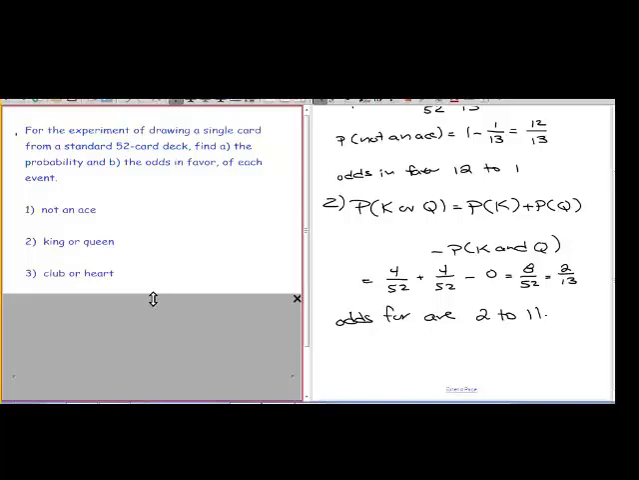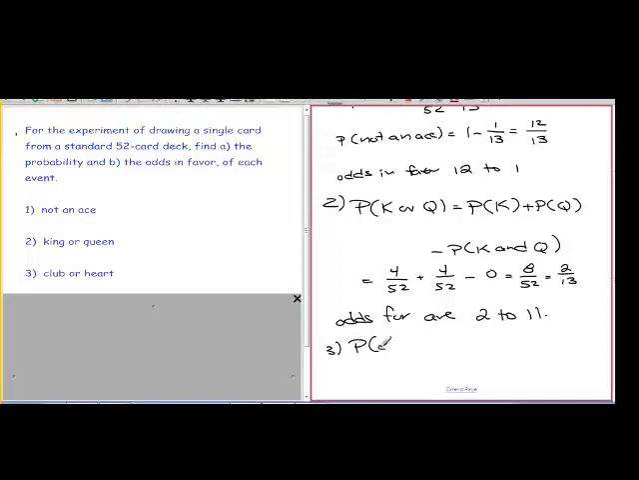Okay, so here we go. Again, you can't be both a club and a heart at the same time. So these are just like the previous one. The difference is the probabilities of the individual events are going to be different because there are more hearts than there are kings, or more than queens.